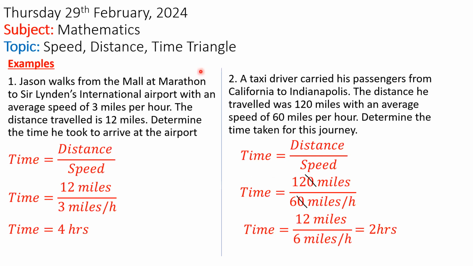Remember, the first thing we need to figure out is the time. What's the distance? 120. And what is the speed? 60. So it's 120 divided by 60, but we could cancel this 0 over that 0, and we are left with 12 and 6. What is 12 over 6? It's 2. So that's how we get 2 hours. Does that make sense?